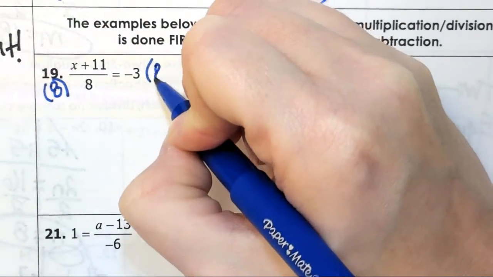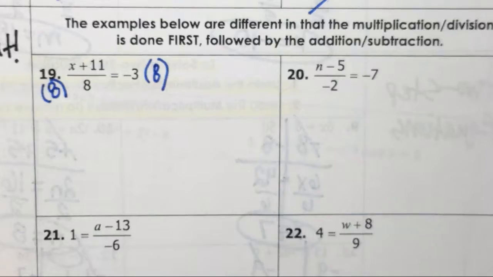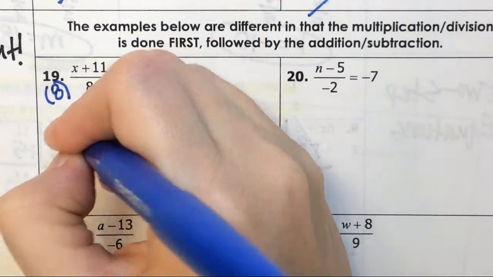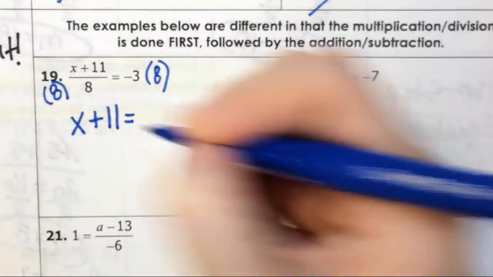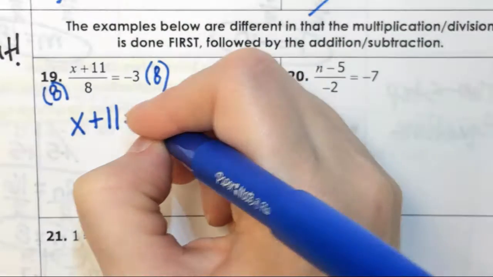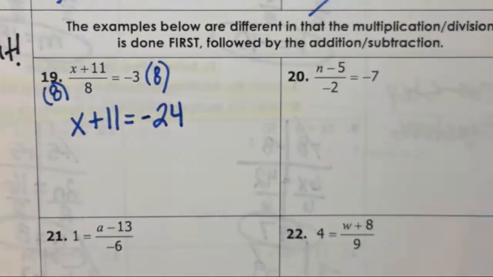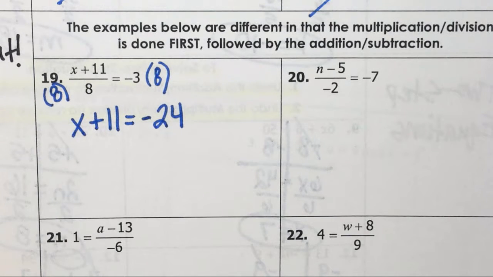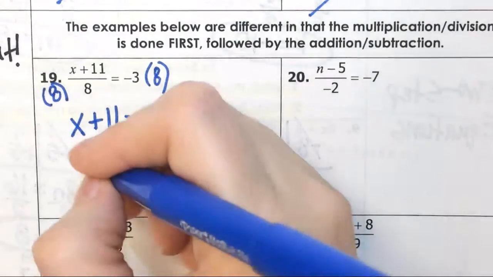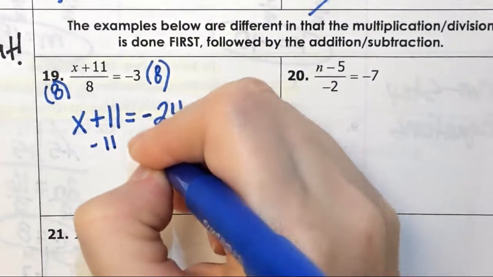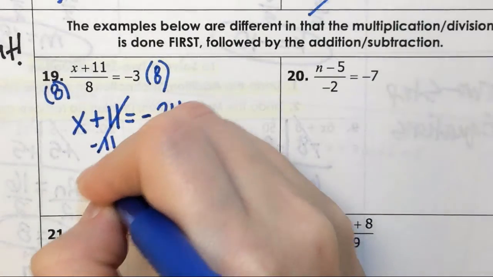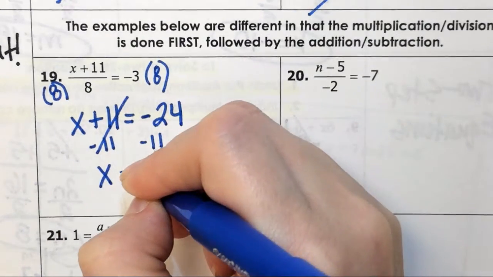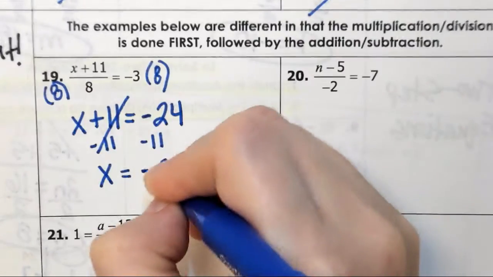These are a little bit different. So now I'm left with x plus 11 is equal to negative 24. We follow that? So now it's easy. All I have to do is subtract 11. So x is equal to negative 35.